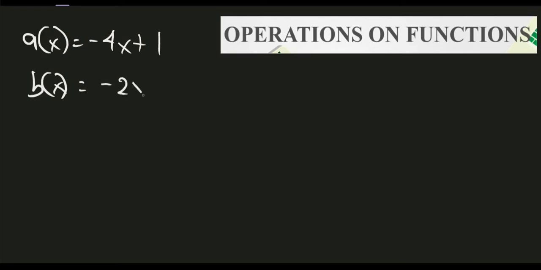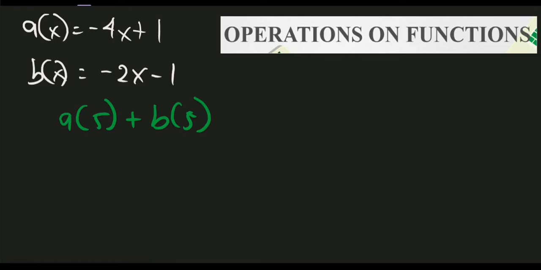Let's say we have a of x. Okay, let's say a of x is equals to negative 4x plus 1. And then let's say we have this b of x. Okay, and let's say b of x is equals to negative 2x minus 1. Okay, so what do you think? What will be the value of this expression if we are asked to simplify a of 5 plus b of 5? Okay, so again, I encourage you to pause this video and try to answer this given problem on your own.